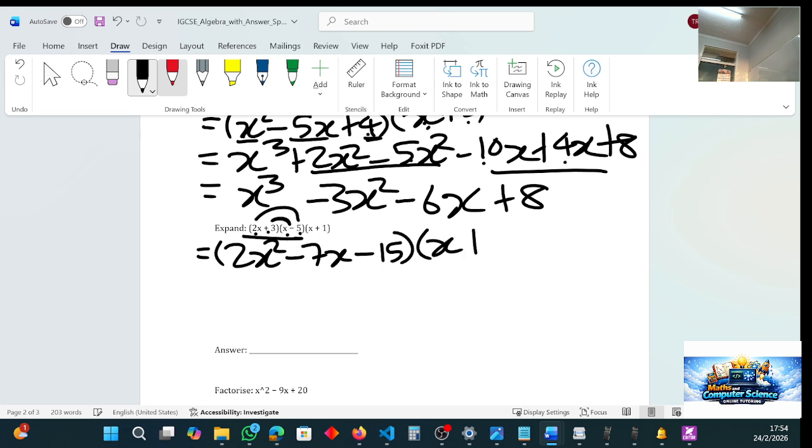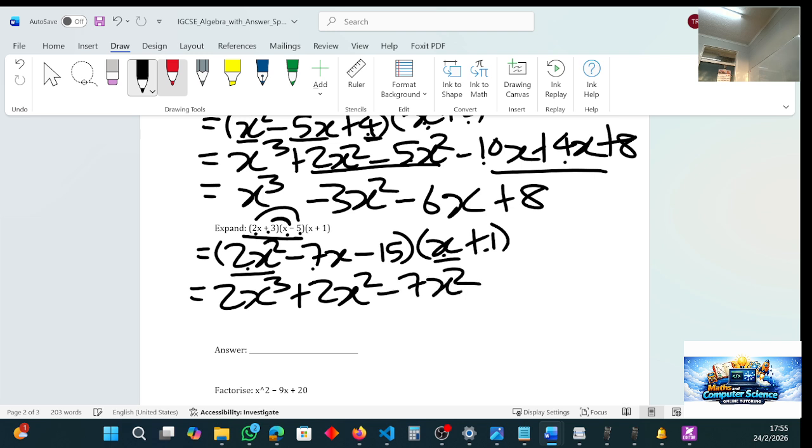And in the other bracket, I have x plus 1. Then finally, I have 2x squared times x. It takes me to 2x cubed. Then 2x times 1, that's plus 2x squared. Then minus 7x times x, that's minus 7x squared. Minus 7x times 1, that's minus 7x. Then finally, I'm on minus 15. Minus 15 times x, that's minus 15x. Then minus 15 times 1, it's actually minus 15.